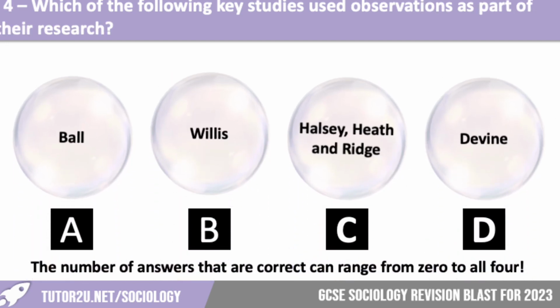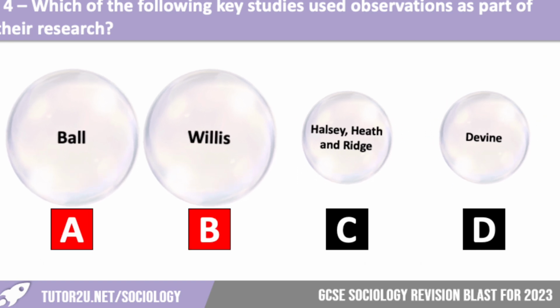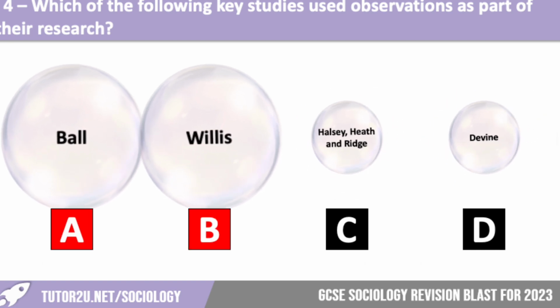Which of the following key studies use observation as part of their research? Ball, Willis, Hazley Heath and Ridge, or Devine? Okay, let's reveal the answer. It was Stephen Ball and Willis, who both went into schools, did some observations. So we've already mentioned Ball, he looked at the effects of labelling and setting. Willis looked at anti-school subcultures in his study of the lads.